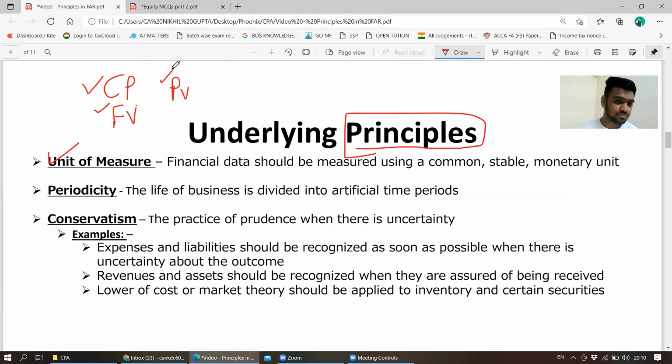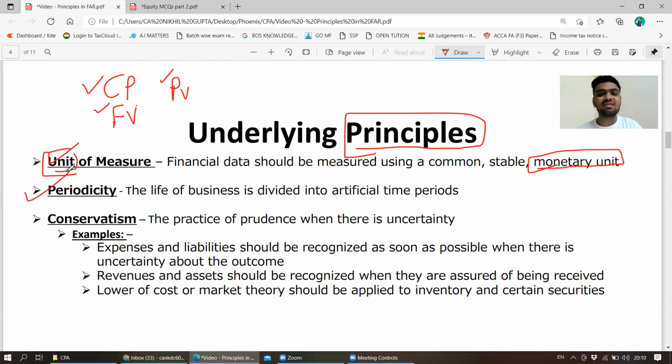Just see that the units of measurement are about the rupees that we put, the values that we put into the financial statements. There shall be a monetary unit only. We could consider, you can say, kilograms or centimeters to value a substance or something. Okay, that's not considered in the financial statements.